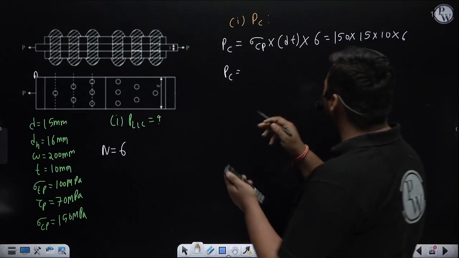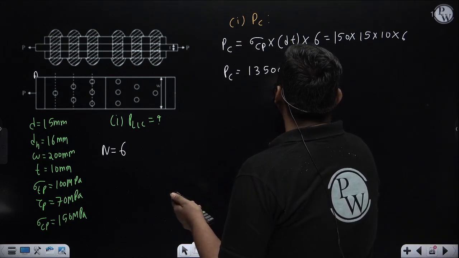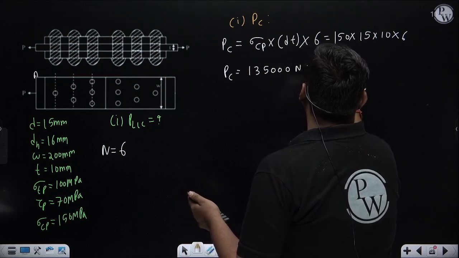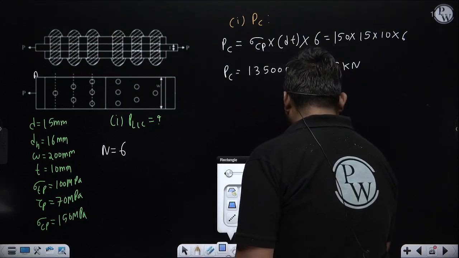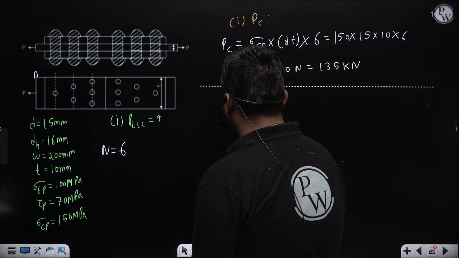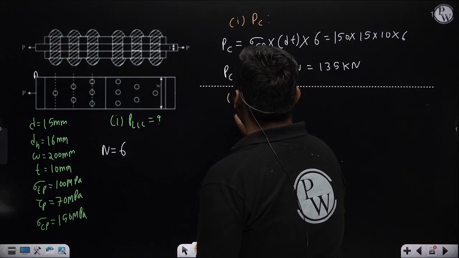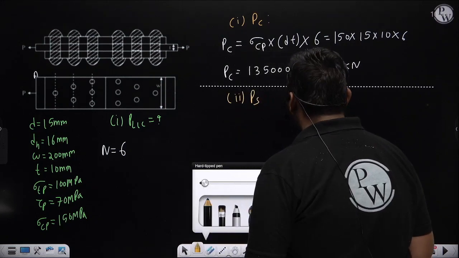It is coming, you can check the calculation, 135,000 newton or 135 kilonewton. Okay. Now second, we are calculating shearing load carrying capacity, which I am denoting as PS. So now I am calculating shearing load capacity.